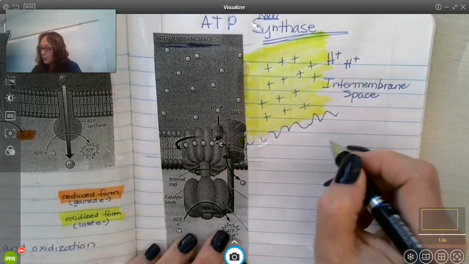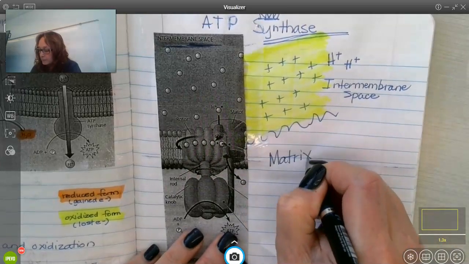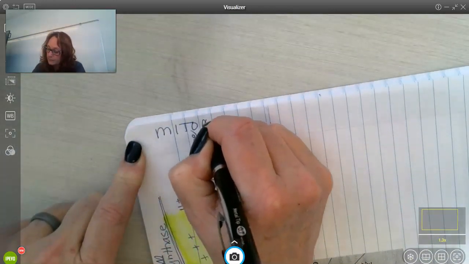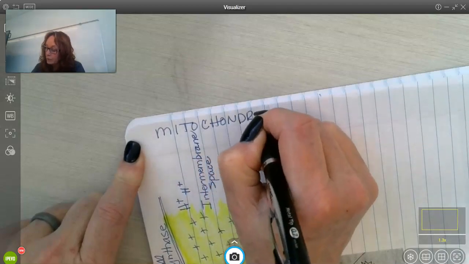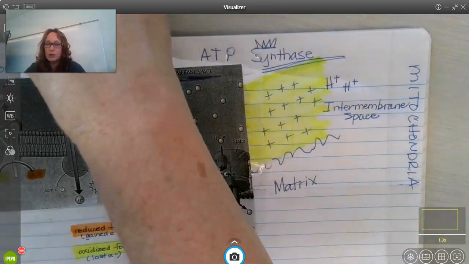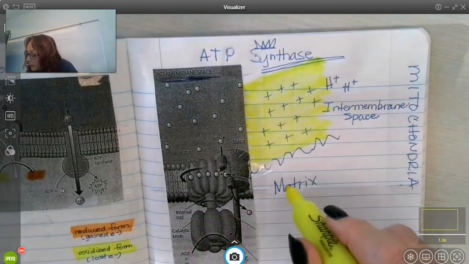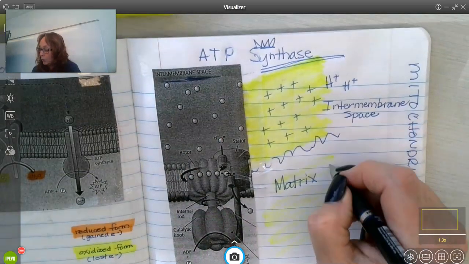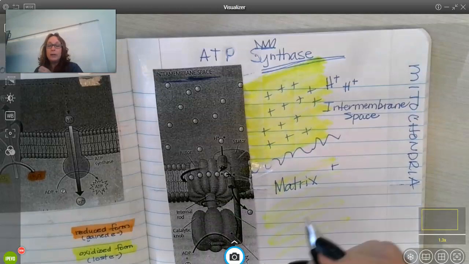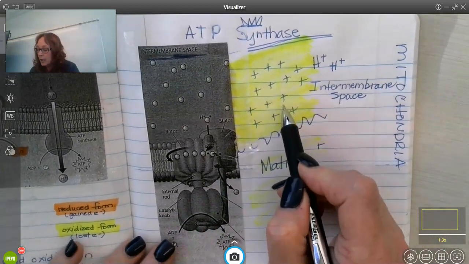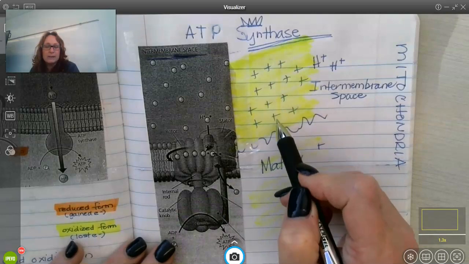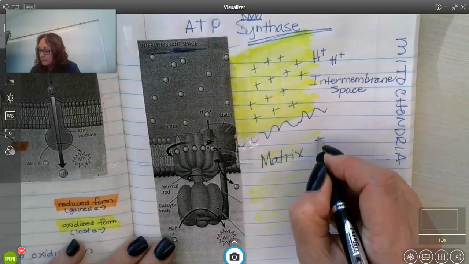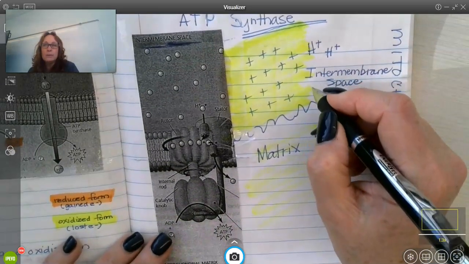That means in here, this is the matrix. This whole thing is what mitochondria have. So they've got these two locations. That's good enough to show that we don't have very many. So we have a gradient of hydrogen ions. Lots of hydrogen ions in this inner membrane space storage part. Not very many in the matrix. There's a natural force.